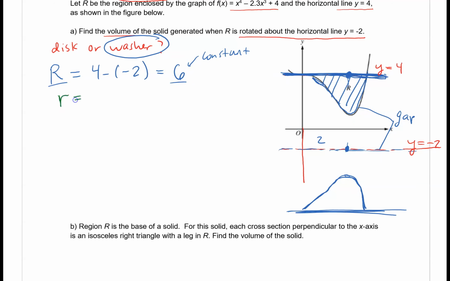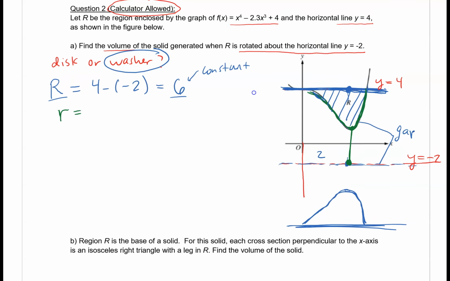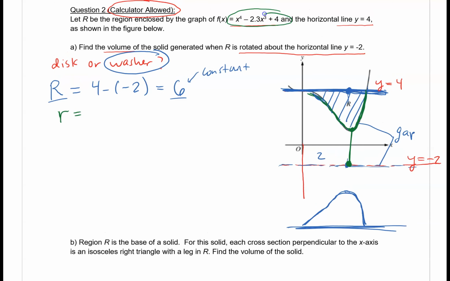Now the shorter radius is the one that goes from the boundary of the region that's closest to the axis of revolution. It would be the distance between those two things. So it would be the distance between this curve, which is y equals x to the 4th minus 2 minus x cubed plus 4, and the axis of revolution, which is where y equals -2. So to find the distance between those two things, we simply subtract them.